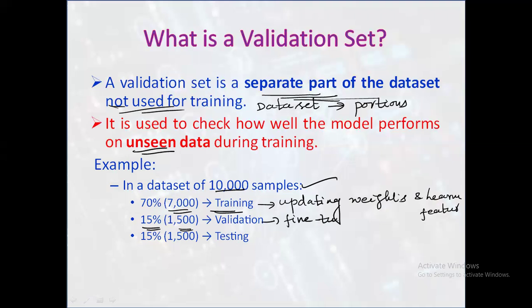Fine-tune the hyperparameters and make decisions like early stopping. Next, the other 15 percent we are going to take for testing.